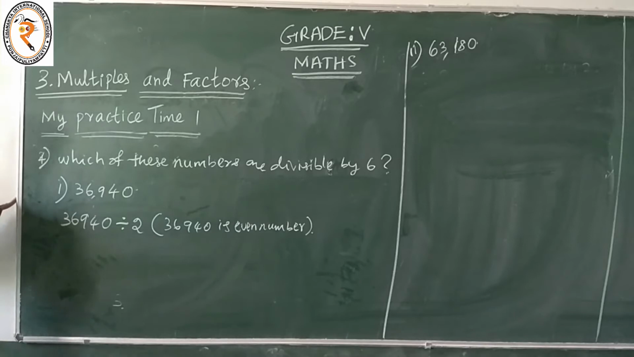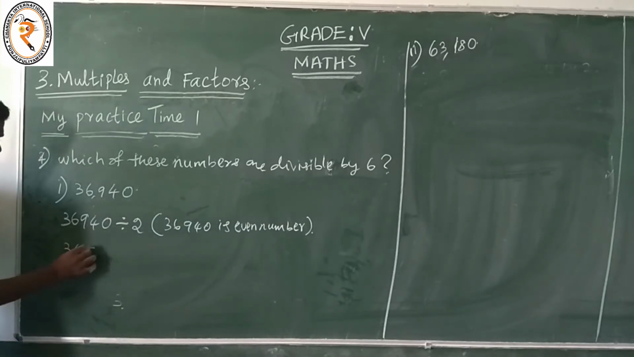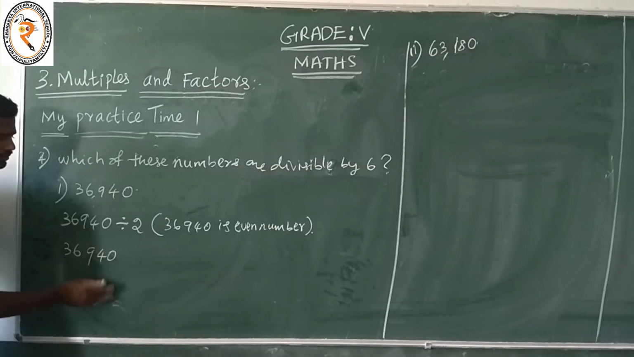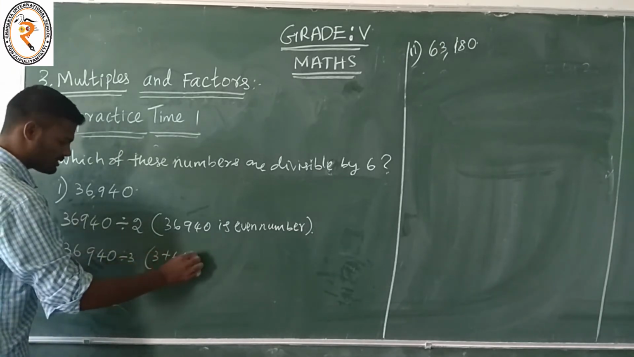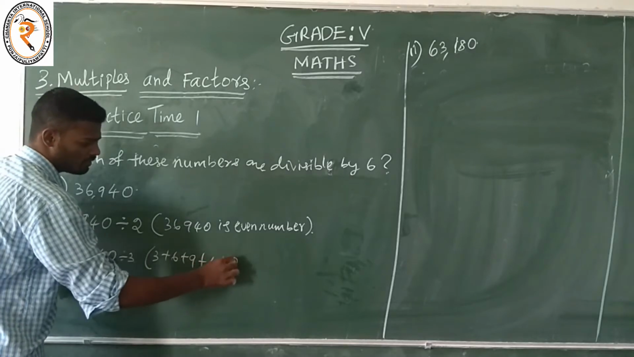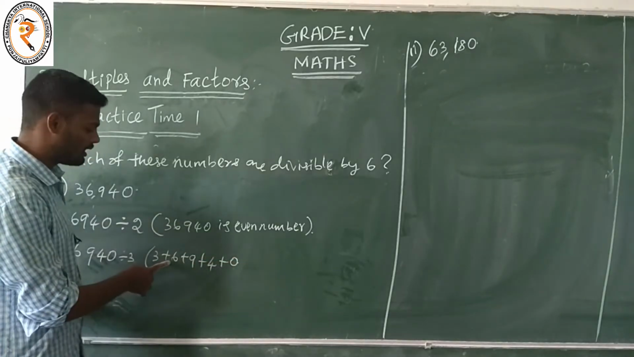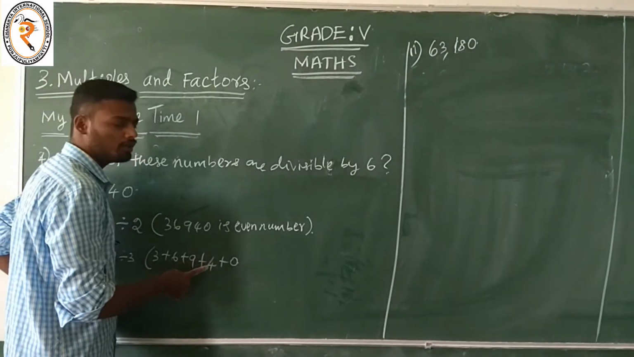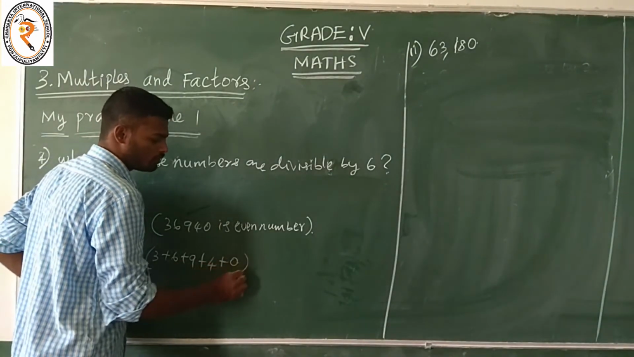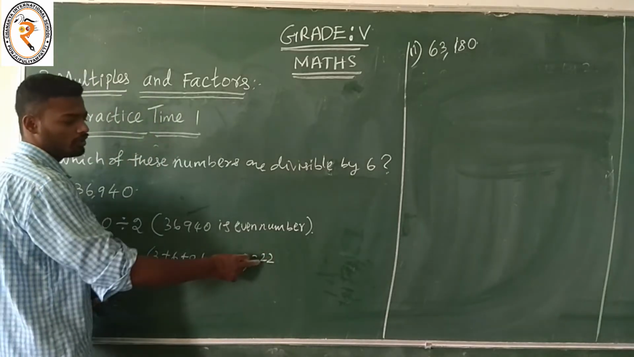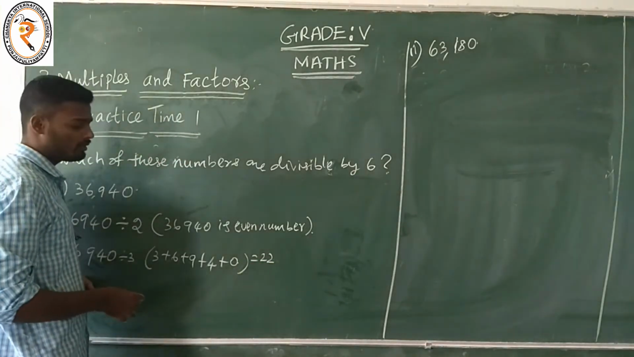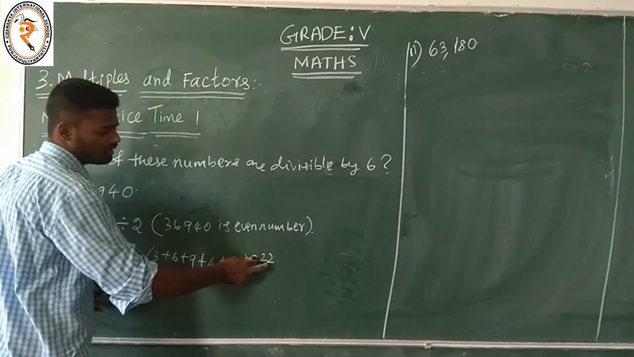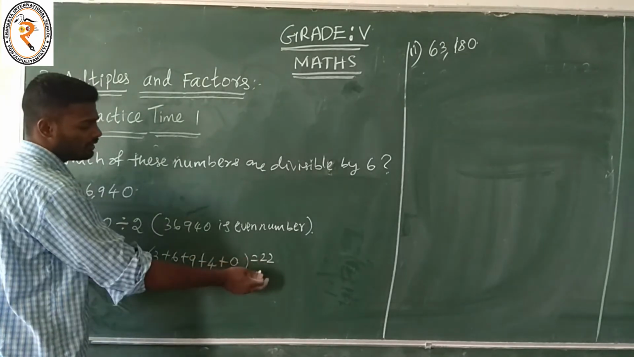And second, is 36,940 divisible by 3? It is not divisible by 3, because the sum of the digits is 3 plus 6 plus 9 plus 4 plus 0. 3 plus 6 is 9, 9 plus 9 is 18, 18 plus 4 is 22, 22 plus 0 is 22. So the sum of the digits is 22, and 22 is not divisible by 3, because 22 is not in the 3 times table.